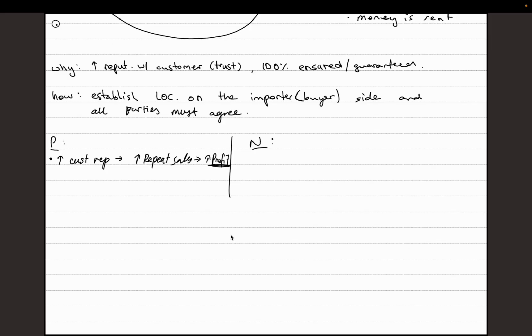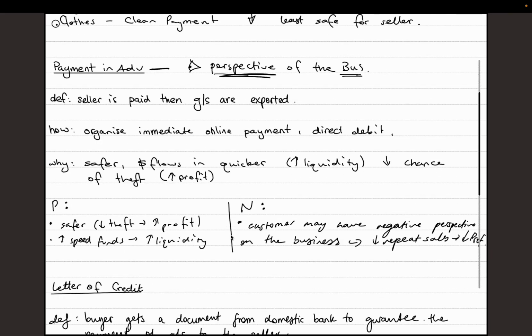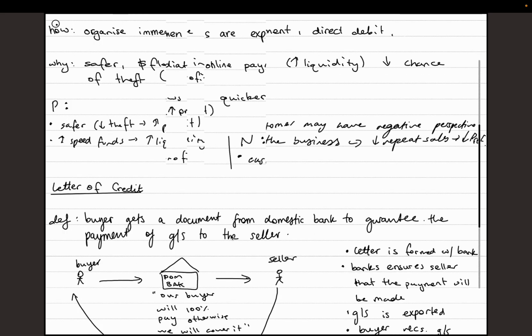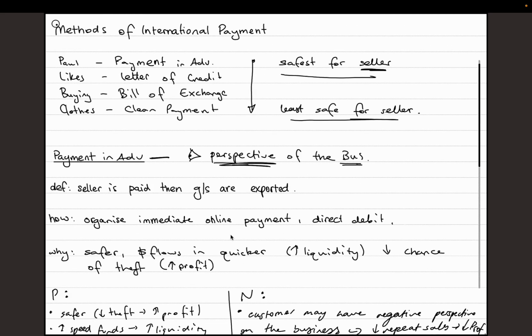And that's our objective that we're linking to in the end. Also, it's 100% guaranteed. So that increases profit / increases liquidity. You could link it to both. Obviously, you're not as liquid as you are if you do payment in advance, but it's still pretty solid. Again, it's an order from safest for the seller to the least safe for the seller.